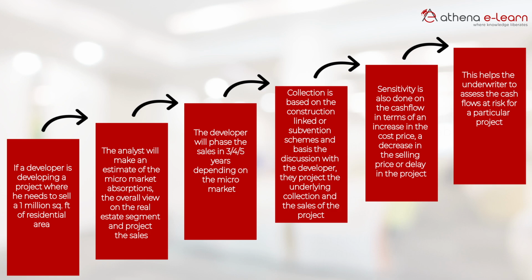Typically, he will phase the sales in 3, 4 or 5 years depending on the micro market. As we have explained in the earlier sections also, the collections are based either on the construction linked or subvention scheme, and basis the discussion with the developer, they project the underlying collections and the sales of the project. Post this, the sensitivity is also done on the cash flows in terms of an increase in the cost price, a decrease in the selling price, or delay in the project. This helps the underwriter to assess the cash flow at risk for a particular project.